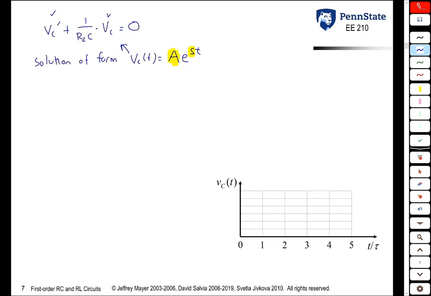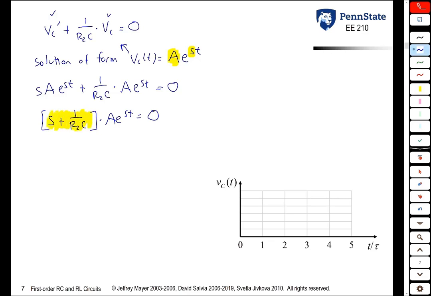So the derivative of A e to the st is SA e to the st. So we get SA times e to the st plus 1 over R2C times A e to the st has to equal 0. We can factor out the A e to the st and we get S plus 1 over R2C times A e to the st equals 0. For this expression to always be equal to 0, this thing in brackets must equal 0. This means that S has to equal minus 1 over R2C, which means that Vc of t now has to be A e to the minus t over R2C.